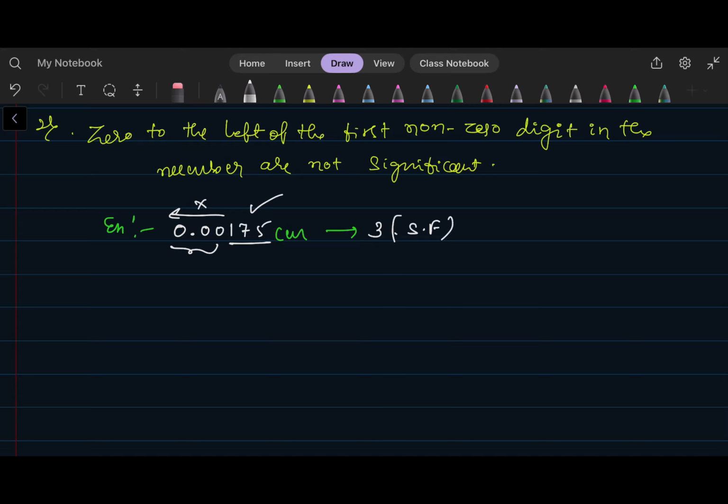Same, one more: 0.0017 centimeter. The zeros on the left side we should not consider, only the right side we have to see, that is 2. Therefore 2 is the number of significant figures for the second example. This is rule number 2.